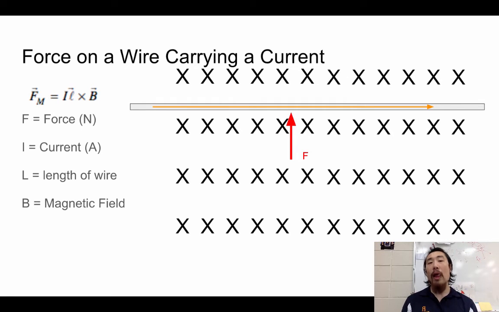It's a cool experiment. And for this, we use the equation F is equal to I, the current, times L, the length of the wire, times B. And B is, of course, the magnetic field. Okay, copy that equation down.